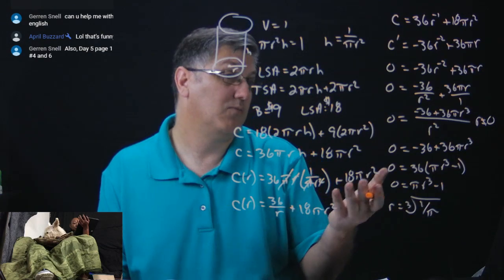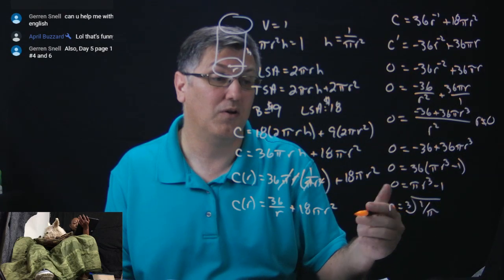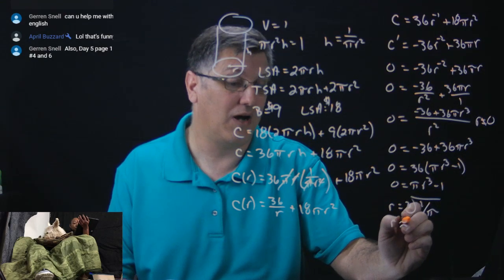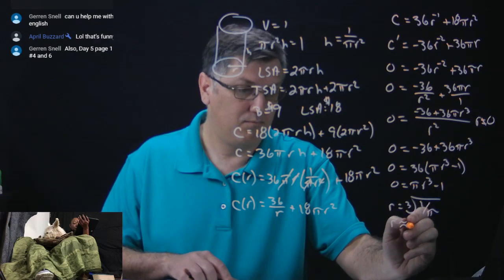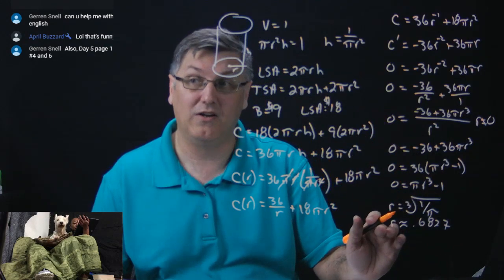That's easy enough. One step of calculus, the rest was all algebra. Pretty straightforward. So this actually tells me my r is approximately 0.6827, whatever the unit is, that's what the radius is going to be.